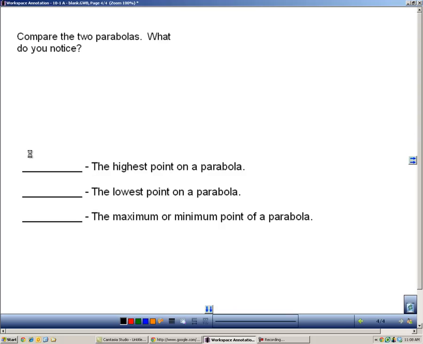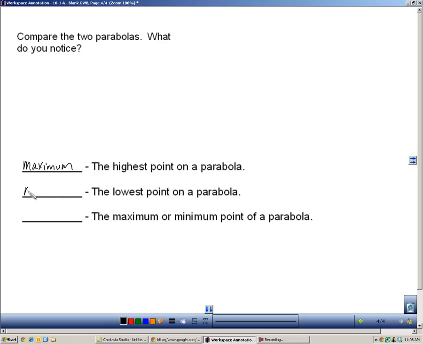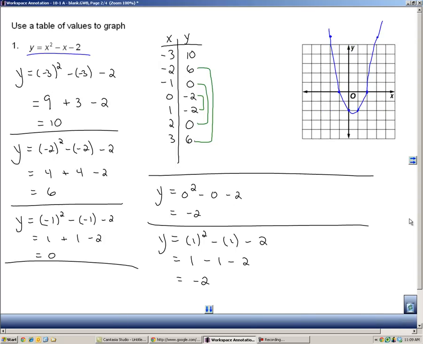So a couple definitions. We say that a maximum is the highest point in a parabola, and an example of that would be this one. This parabola right here has a maximum point. It's the highest point that that parabola will go. It never goes higher, but it does go lower forever. And then a minimum is the lowest point on a parabola, and that's an example in this one. This parabola has a minimum point right there. It never goes lower than that.